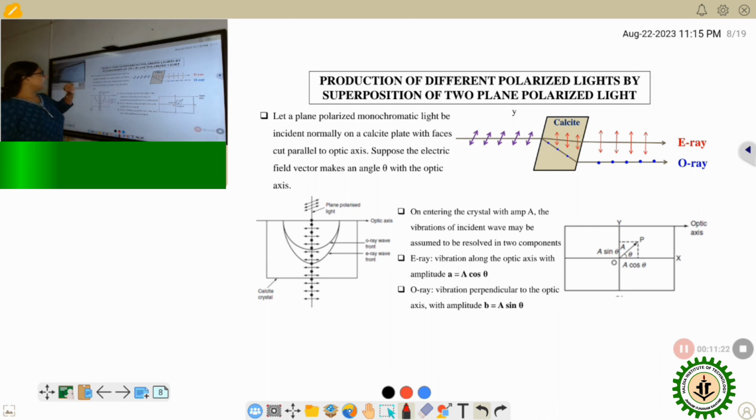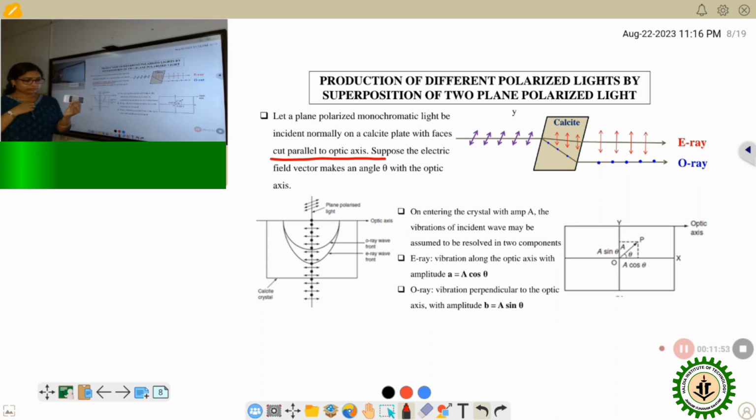So suppose a plane polarized monochromatic light is incident normally on a calcite plate with faces cut parallel to the optic axis. This term is very important. Faces cut parallel to the optic axis. Now, for example, let us say it's a calcite crystal, okay? And let me say that this axis, the length one, is the optic axis of the crystal.